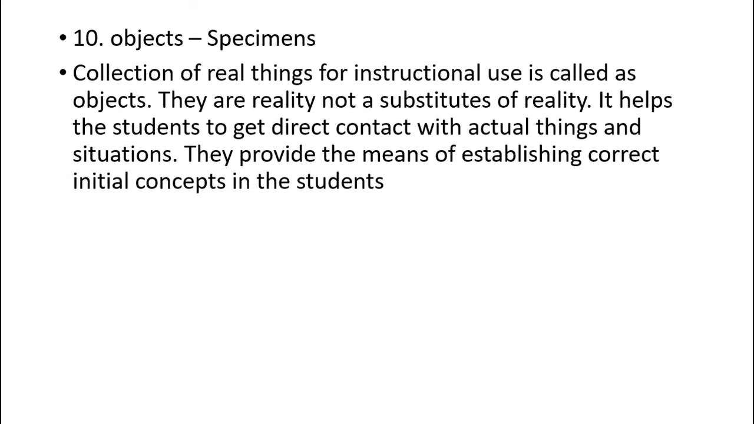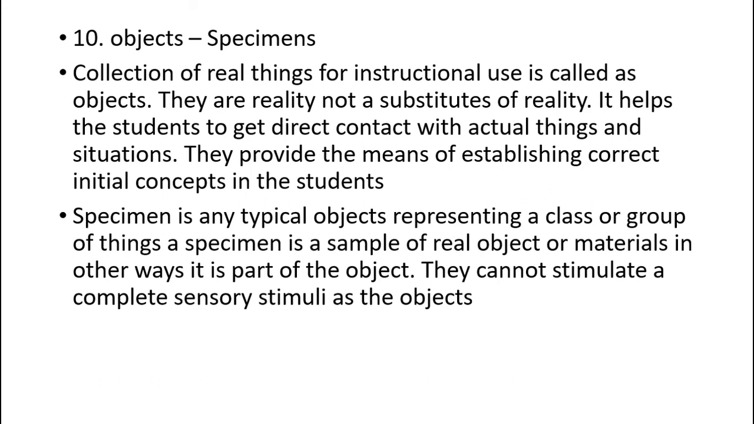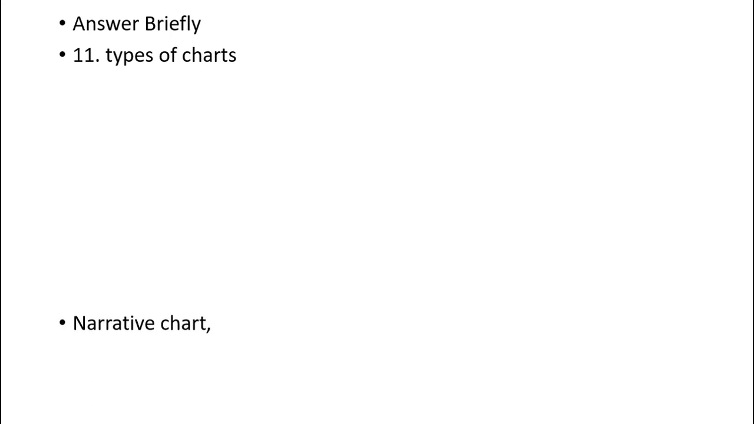Object and specimen. Collection of real things for instructional use is called an object. They are reality, not a substitute of reality. It helps the students to get direct contact with actual things and situations. They provide the means of establishing correct initial concepts in the students. Specimen is a typical object representing a class or a group of things. A specimen is a sample of real object or materials. In other words, it is a part of the object. They cannot stimulate the complete sensory stimuli as the objects.